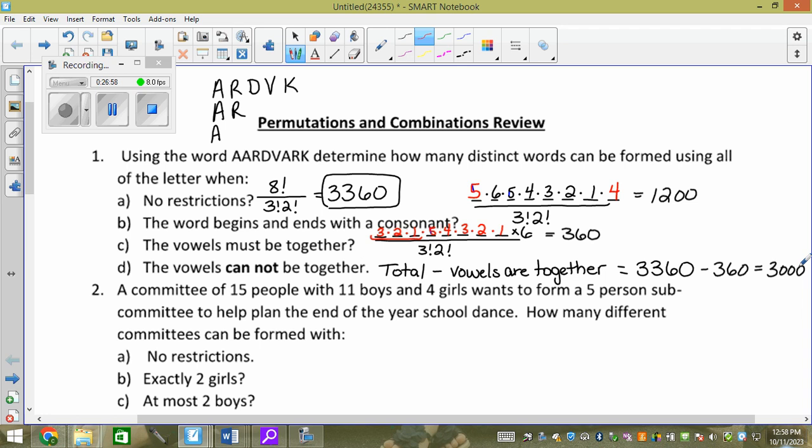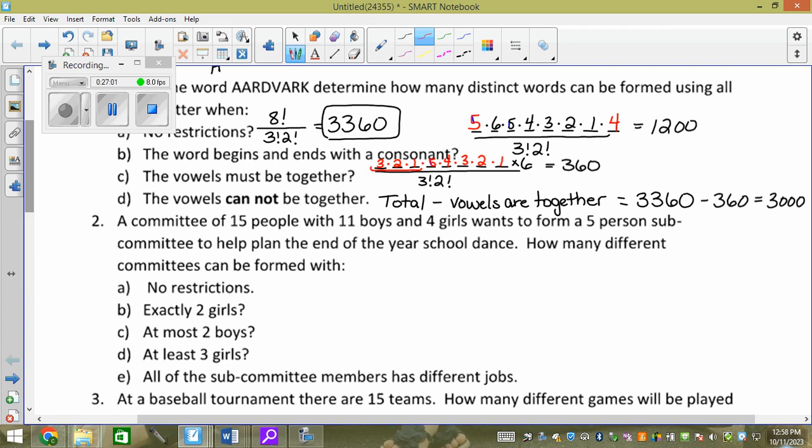The next one says, a committee of 15 people with 11 boys and 4 girls wants to form a 5-person subcommittee to help plan for the end of the school year dance. Does that subcommittee have jobs? Did it say there's jobs? No, it's a 5-person subcommittee. So if you're picked 1st, 2nd, 3rd, 4th, or 5th, does it make you any different? No. So is it a permutation or a combination? It's a combination because order doesn't matter.